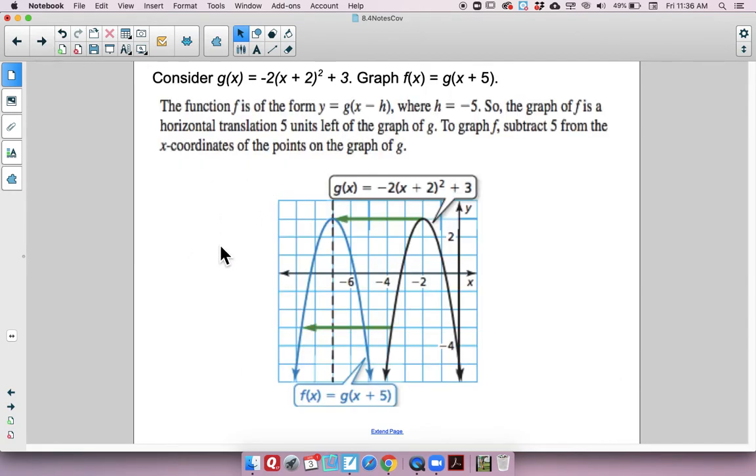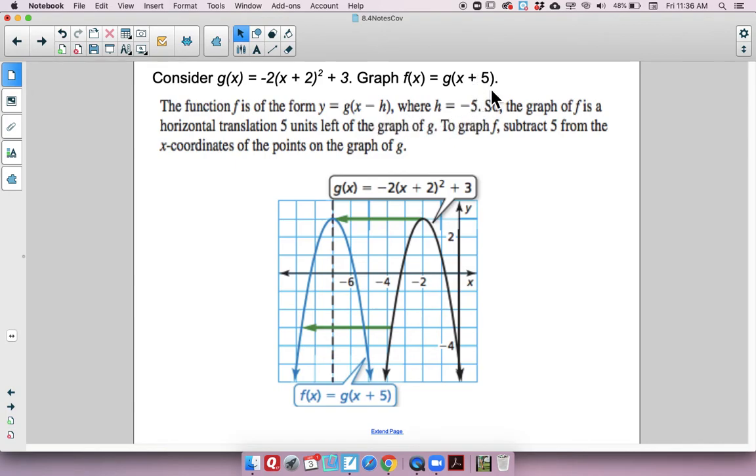Now, let's consider g of x. That's negative 2 times the quantity x plus 2 squared plus 3. And then we're going to graph f of x, which is g of x plus 5. So notice that the function f of x here is in the form of g of x minus h, where h is equal to negative 5.